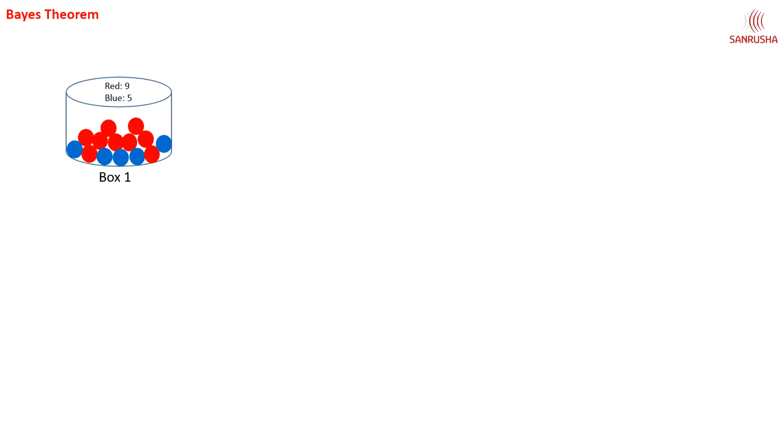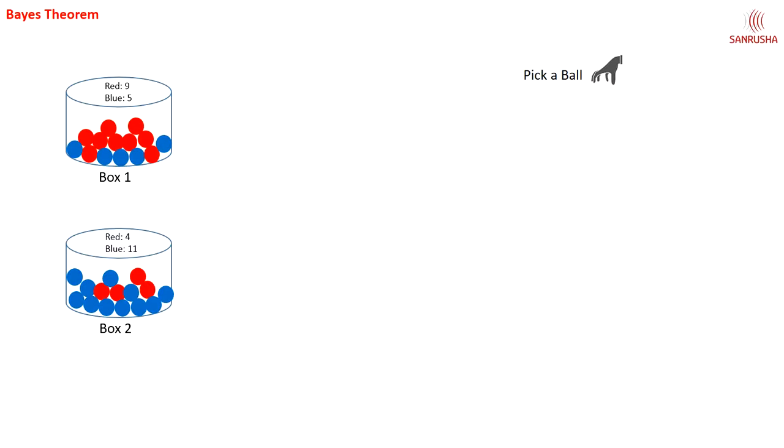Let's begin. Let's consider you have two boxes. Box 1 with two kinds of balls, 9 red balls and 5 blue balls. And then box 2 with again two kinds of balls, 4 red balls and 11 blue balls. So far so good. Now you are picking a ball. You don't know from which box. You just picked a ball.